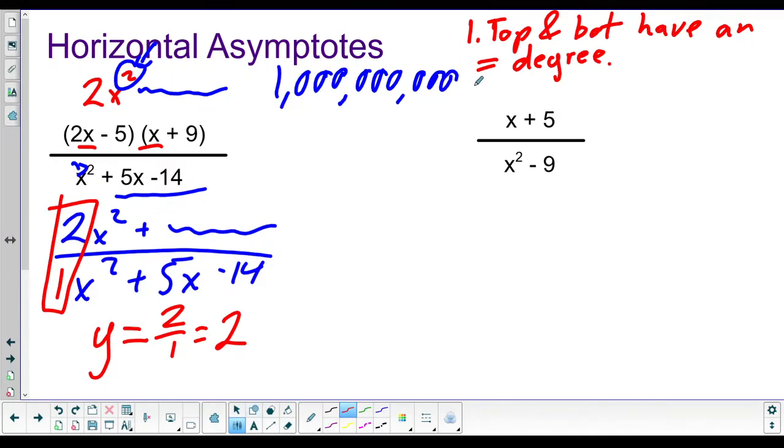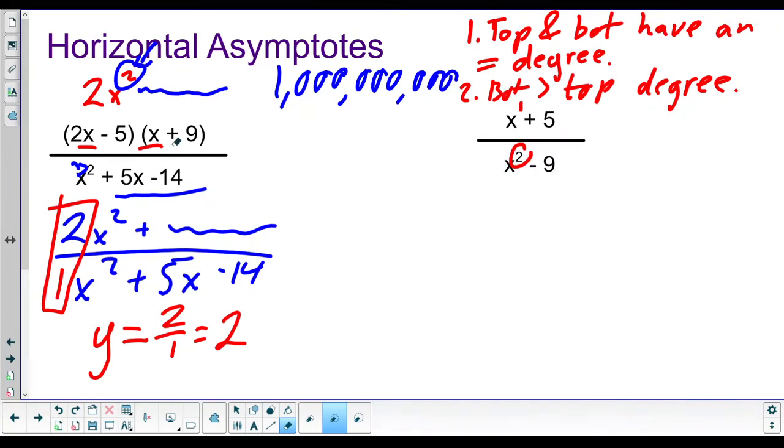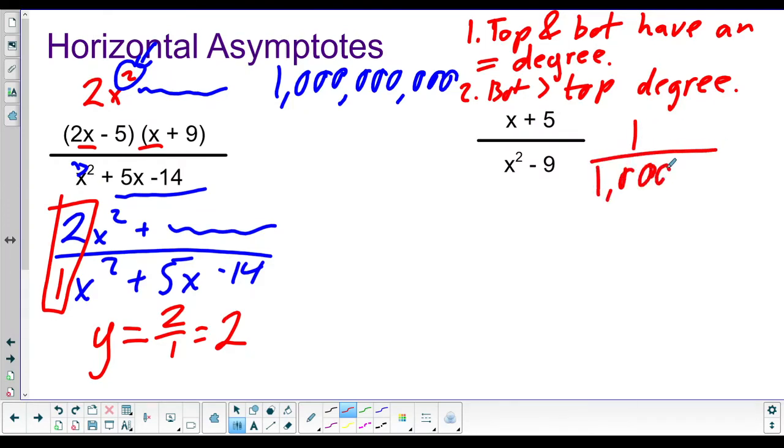The second case that we're going to worry about for this class is the bottom is greater than the top degree. So this just means that the exponent on the bottom is a bigger number than the exponent on the top. And this one is even easier than this one. This is actually the harder case over here. If the bottom is bigger, then the bottom just overpowers the top. And what happens when you take a small number and then you divide it by a big number?